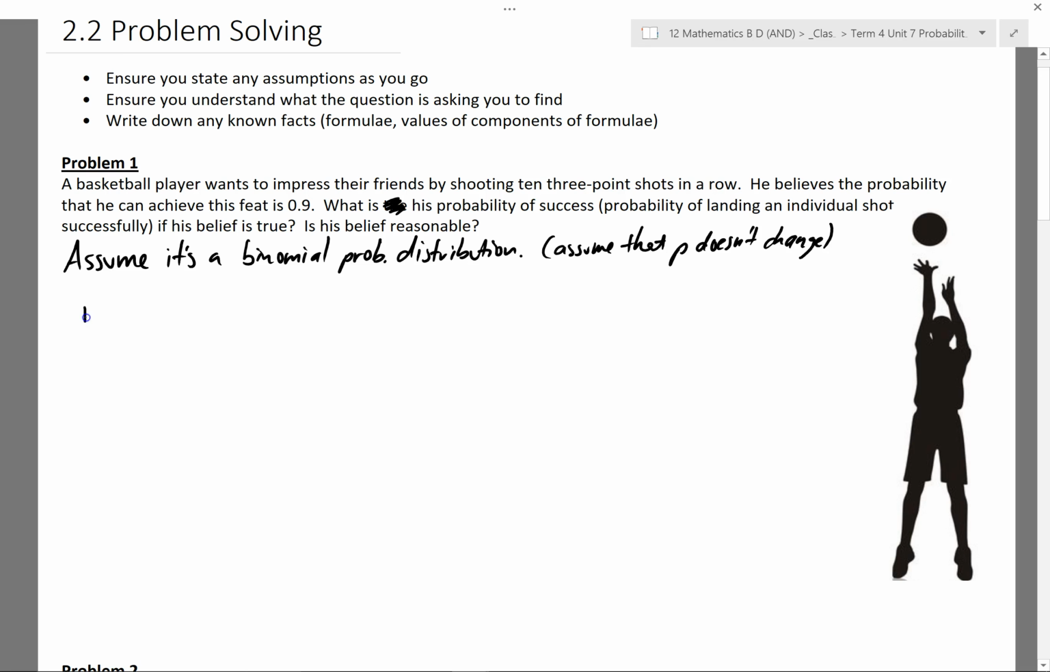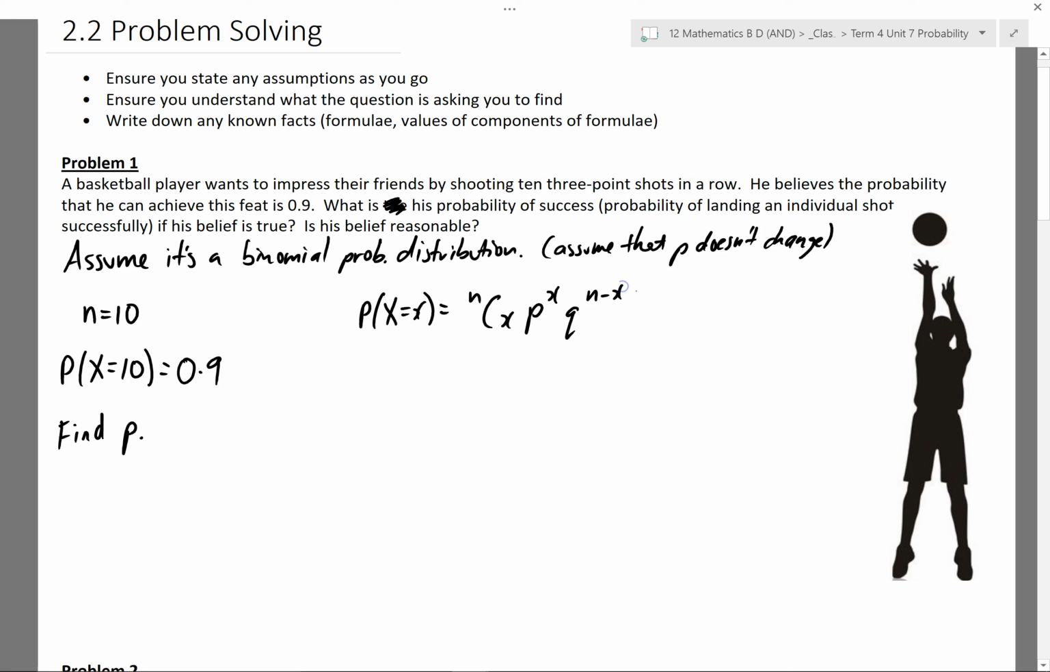What things do I know? I know there are 10 trials, because he's shooting 10 three-point shots in a row, and he believes his probability of having 10 successes in those trials is 0.9. What's my task? I'm trying to find P. So I'll write down the formula and see what I can do. I remember my formula, nCx p^x q^(n-x), and I'll substitute in all the values I know. So I'm really interested in the probability of him having 10 successes from 10 trials.